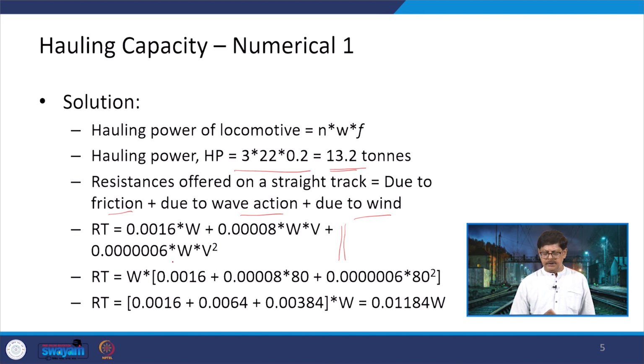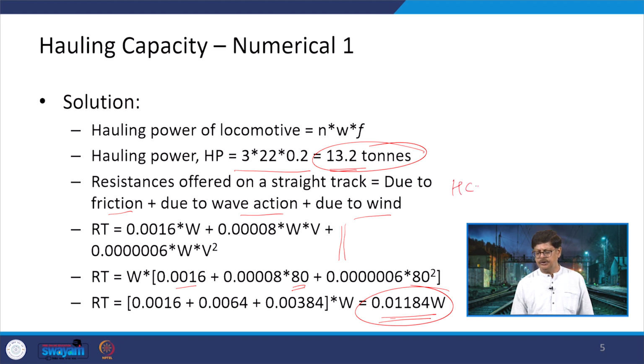Now, W is a common attribute here, so we can take the W out. This is the formula. Here we are putting the value of V, the speed, 80 kilometers per hour. So when we put all these values, what we get is 0.01184 W. Now, 0.01184 W is the total resistance and the hauling power is known to us.